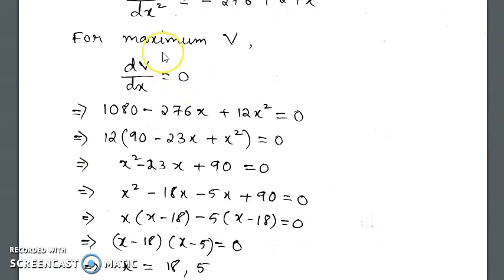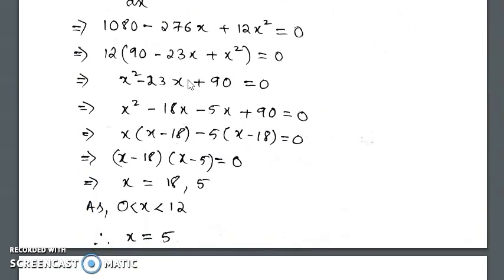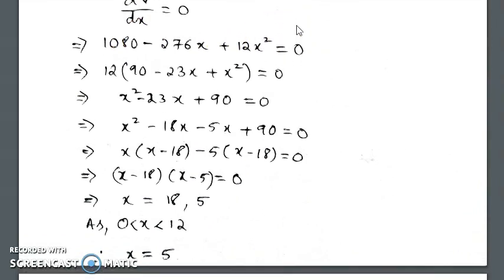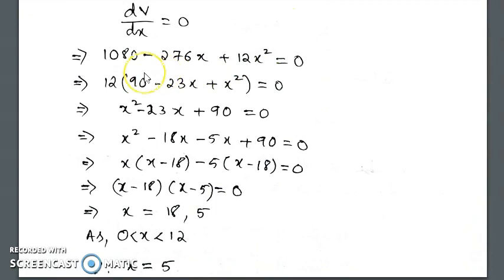Since we are going to find the maximum volume of the box, I have to write here, for maximum V, the first derivative equal to 0. From there, put the value equal to 0, and then take 12 common, the remaining equal to 0. 12 cannot be 0, that means this term has to be 0. I arrange it: x square minus 23x plus 90 equal to 0. Next you split the middle term and find the factors from here. You will get x equal to 18 and 5.